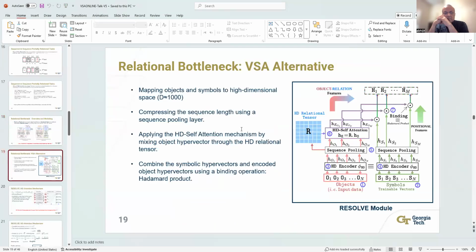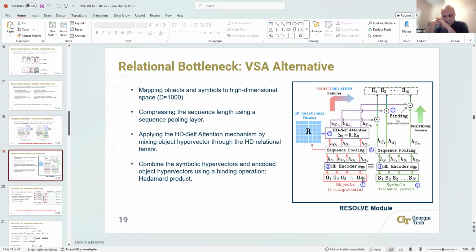And here we have our VSA alternative. So we will benefit from the high dimensional space, allowing us to mix object level feature and relational information inside one structure without interfering.